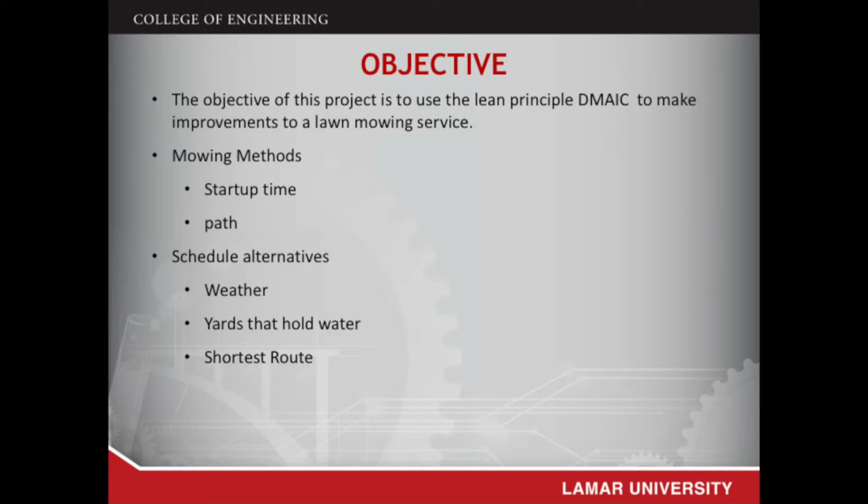For schedule alternatives, we would like to make a schedule for bad weather cases. We'd also like to make a schedule that tells us which yards hold water more than others. If we have a bad rain, we can start on these yards at a faster time. And also we'd like to have a schedule alternative for the shortest route to get yards mowed faster.